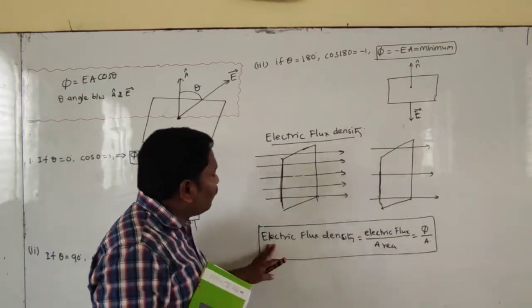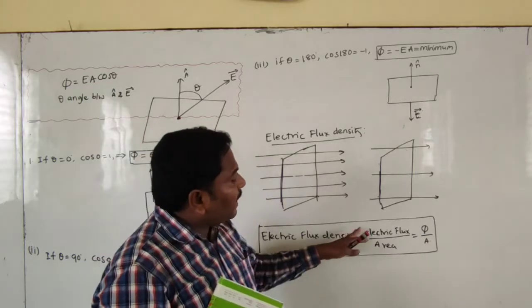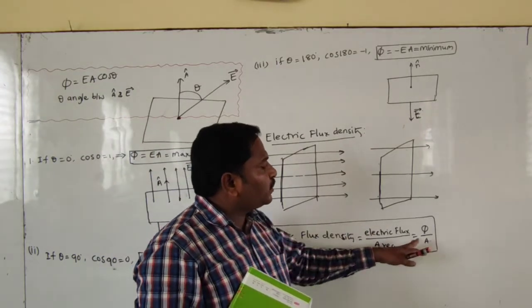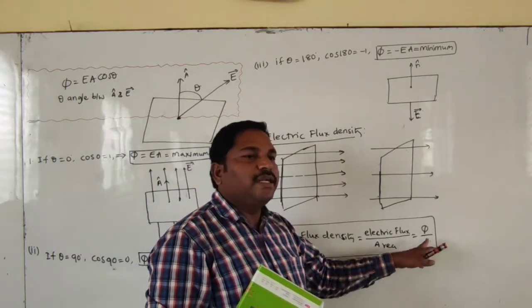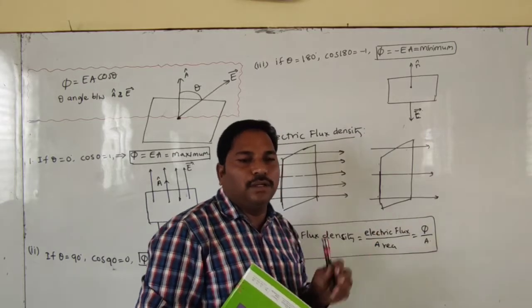So now what is the flux density formula? Flux per unit area, so flux by area. Its units are Newton per Coulomb.